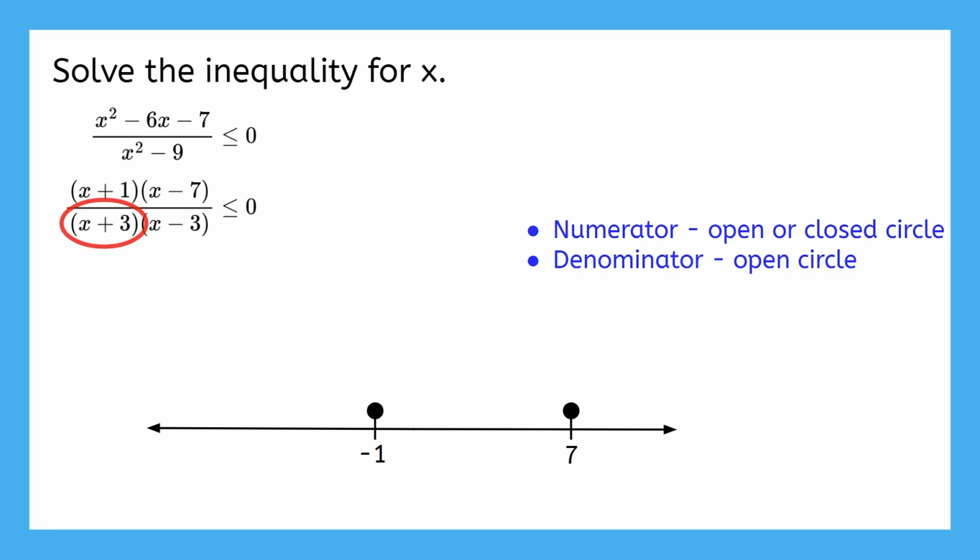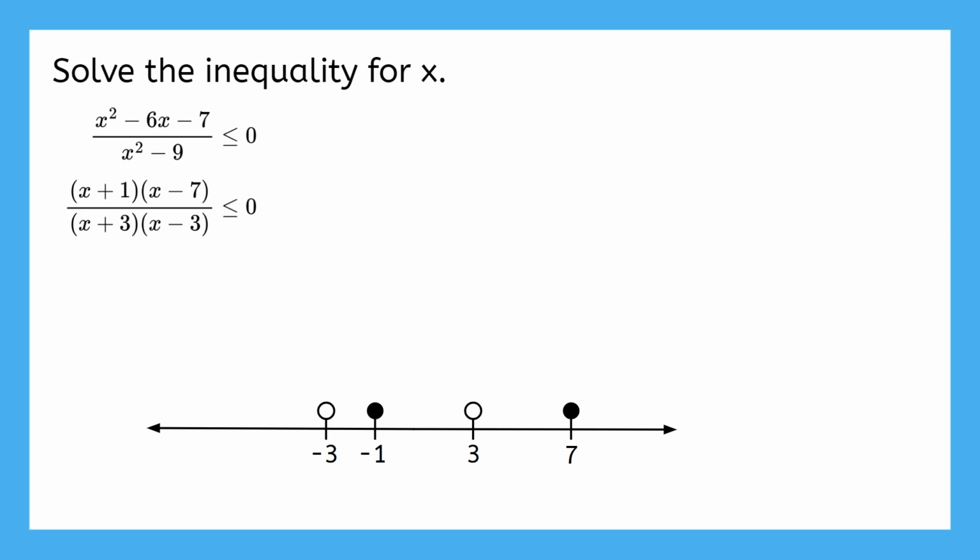So if we set this factor equal to 0, it gives us that -3 cannot be in the solution. And this factor gives us that +3 cannot be a solution either. These are going to be represented by open circles on the number line to show that they are not included in the solution.